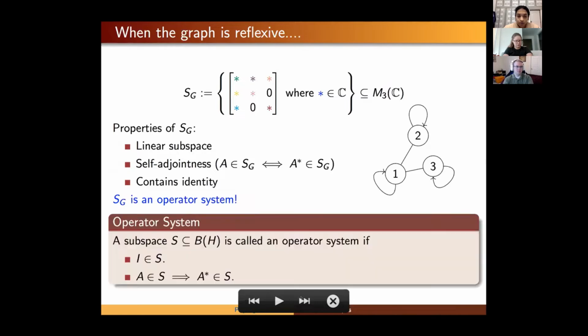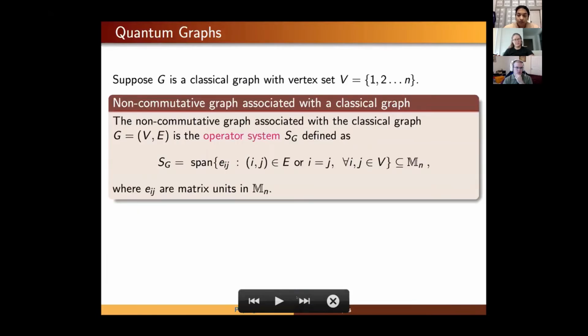Just to recall what an operator system is, it's a subspace in the set of bounded operators over a Hilbert space, such that it contains the identity operator and is closed under adjoint. So that is exactly what this set S_G was satisfying. So basically, we could generalize the adjacency matrix of a graph into an operator system that still gives us the same information. So this is the key idea of a quantum graph.